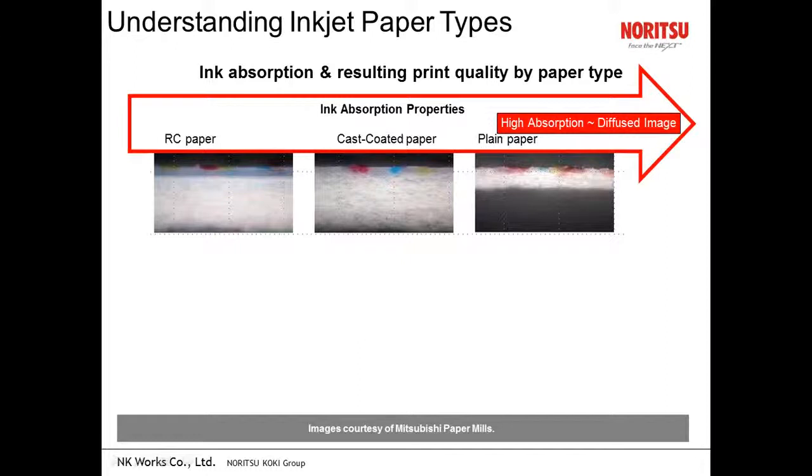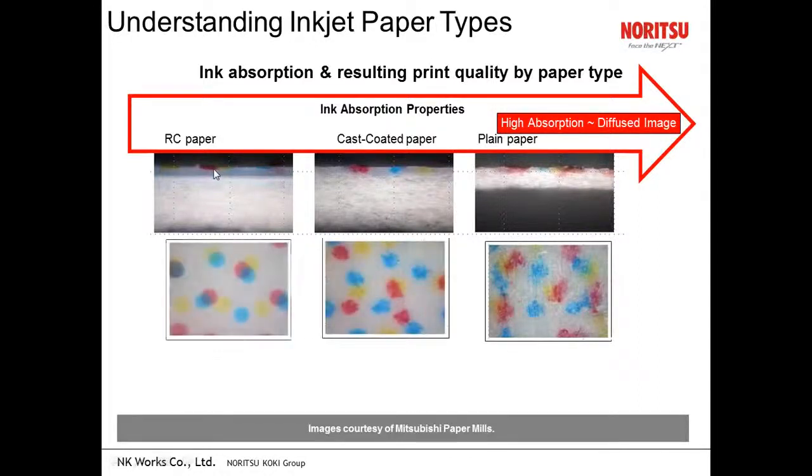Courtesy of our friends at Mitsubishi, they provided me these images from an electron microscope. And as we can see, we have plain paper where the dot is feathering and we get some dot gain. We've got cast-coated paper where the density of the paper is much greater, and the dot gain is reduced. And then we have RC paper, and you can see that the dot is very, very tight.